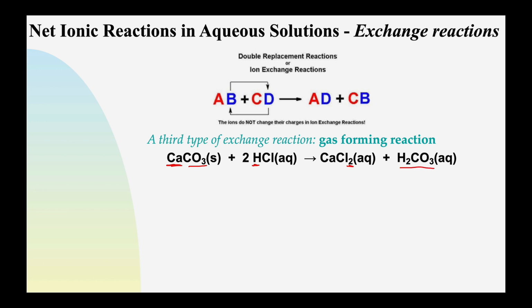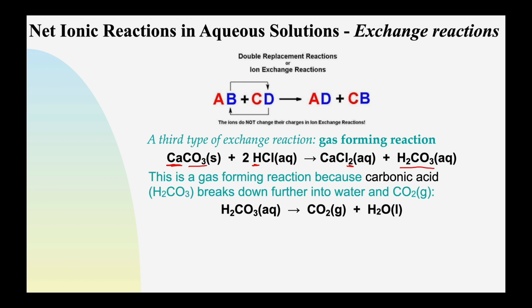That makes H2CO3. H2CO3 is called carbonic acid, and at first carbonic acid doesn't look that exciting, but carbonic acid is an unstable acid. Carbonic acid quickly breaks down into CO2, a gas, and H2O, liquid. So the gas-forming reaction occurs because one of the products, in this case carbonic acid, is unstable, and it breaks down into a gas and water. But notice that initially it didn't look like there was any gas at all.